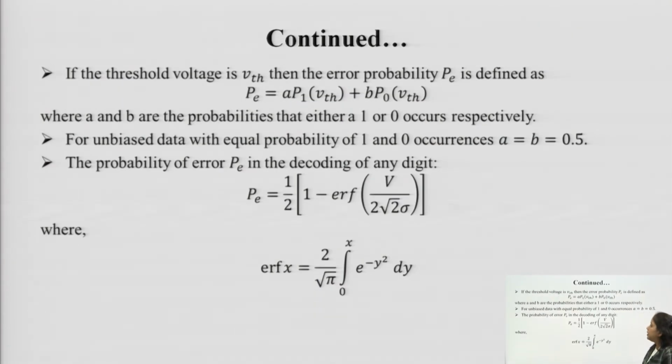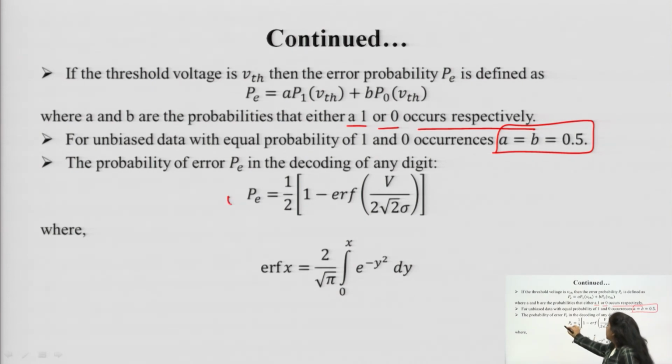If the threshold voltage is VTH, then the error probability P is calculated by this formula, where A and B are the probabilities that either a 1 or 0 occurs respectively. Same thing here: when we are transmitting 1 but getting 0, and when we are transmitting 0 and getting 1. So A and B are defined on that basis. If the system is unbiased, with equal probability of 1 and 0, in that case A is equal to B equal to 0.5. On that basis the final expression for the probability of bit error rate is calculated, which is given by this formula.